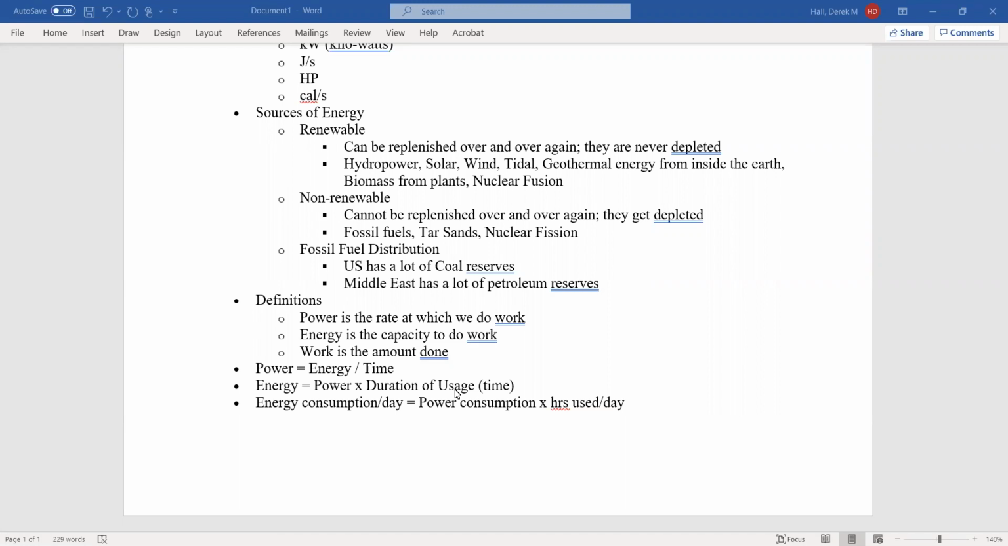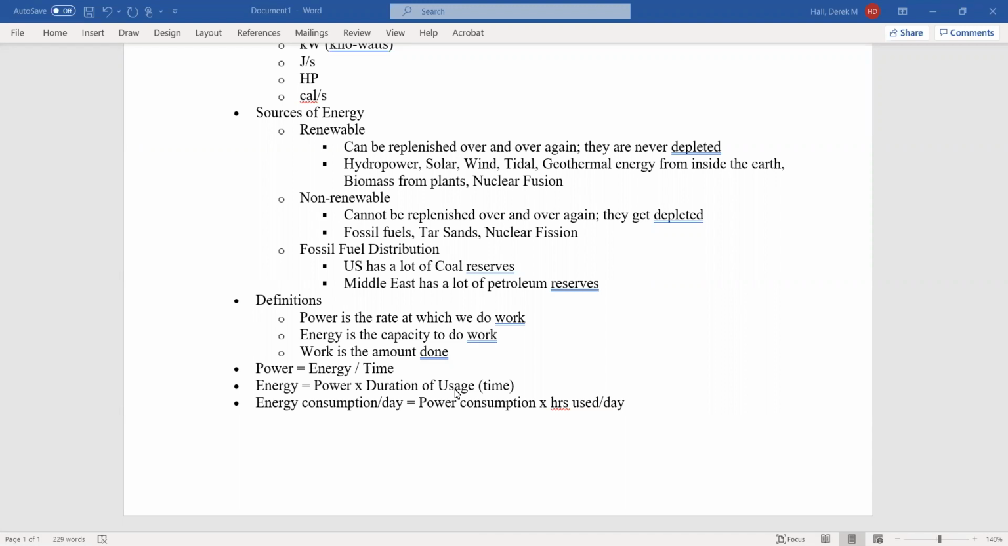As a part of our sources of energy section, we also covered fossil fuel distribution across the world and in the US so that you can understand where these finite resources are and how much we have.